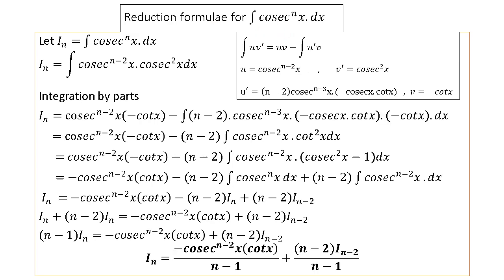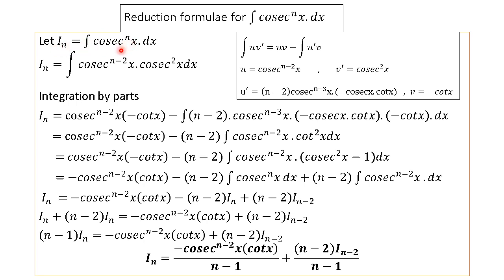Next, let us see the reduction formula for integration of cosecant to the power n x dx. This is almost similar to integration of secant to the power n x dx, the reduction formula for secant to the power n x dx. For that, consider this one as In.